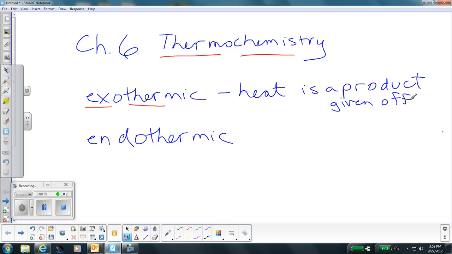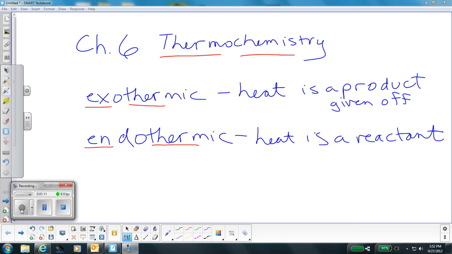There's some other ways we could describe this. You have to get familiar with the language of the chemistry here. In endothermic, you should notice N like enter. Again, therm, heat. In an endothermic reaction, heat is a reactant. Sometimes we say heat is absorbed or used. Any of those words would suggest that we have an endothermic reaction.